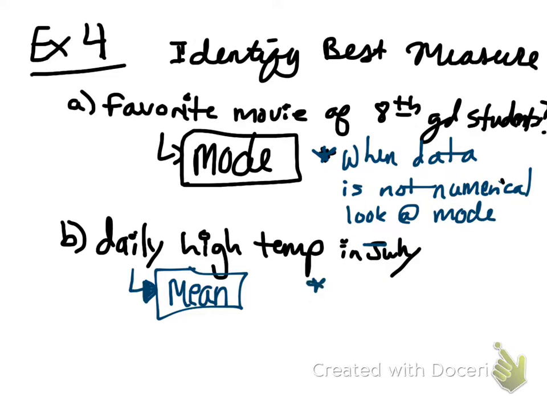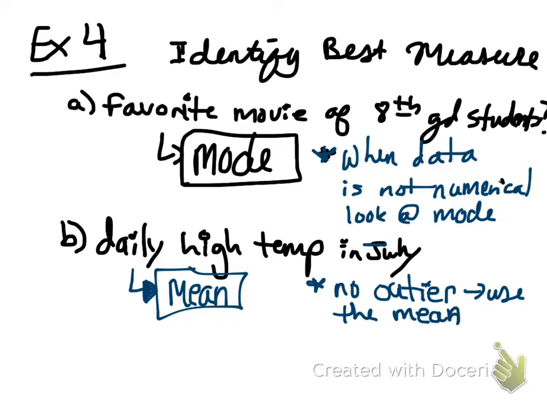So when there's no outlier, use the mode. Or sorry, not use the mode, use the mean. Find the average. If you don't have a big number that's going to throw off your set and you have a list of numbers, just find the average. It's the best measure of central tendency.